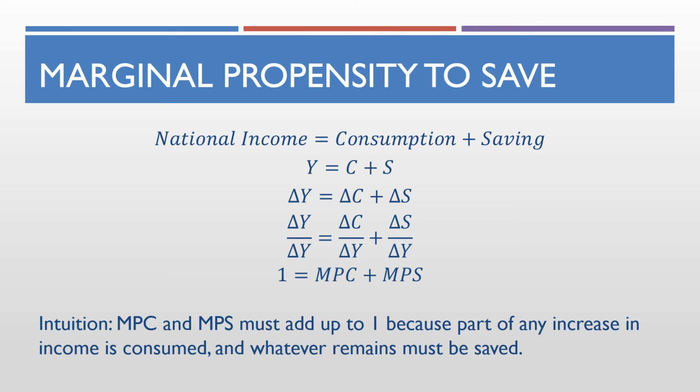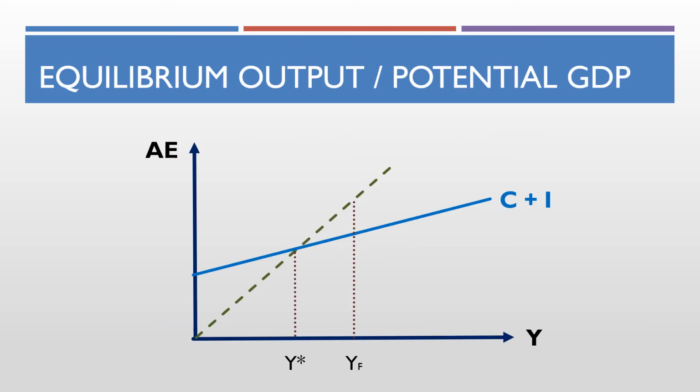Again, this is just for the simple model that we derive in this chapter. When you are studying more advanced macroeconomic model setups, you might actually see something different, where MPC plus MPS might not equal 1.